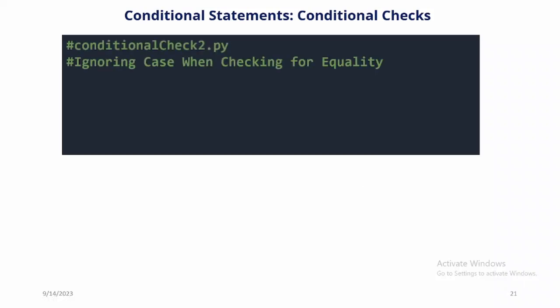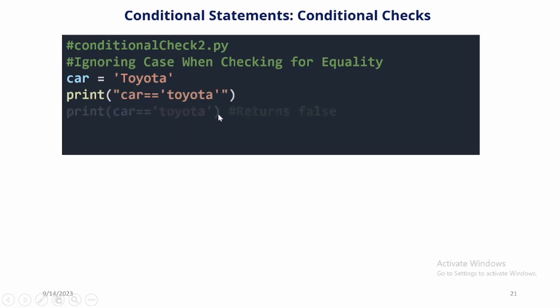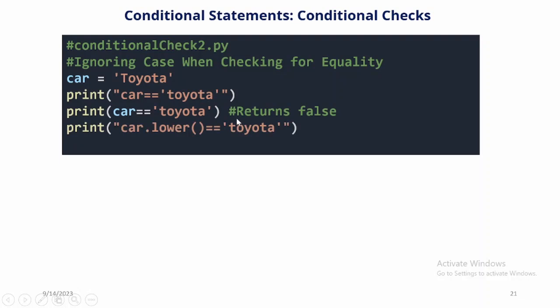So we are still looking at conditional checks. We talked about ignoring case when checking for equality using strings. So suppose we assign Toyota to the variable car, and then we want to test, is car equal to Toyota? This is going to return a true or false value. It will return a false, because we are using a small letter t for Toyota while we assigned the capital letter T to car.